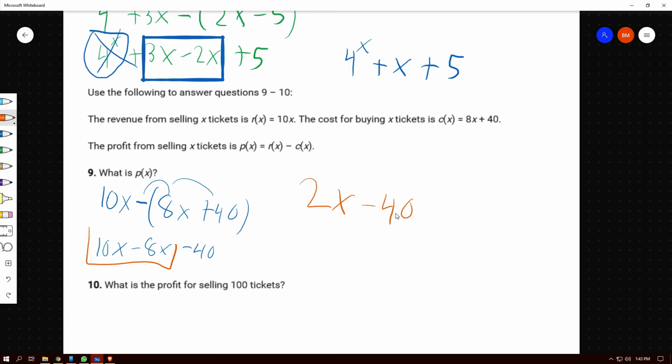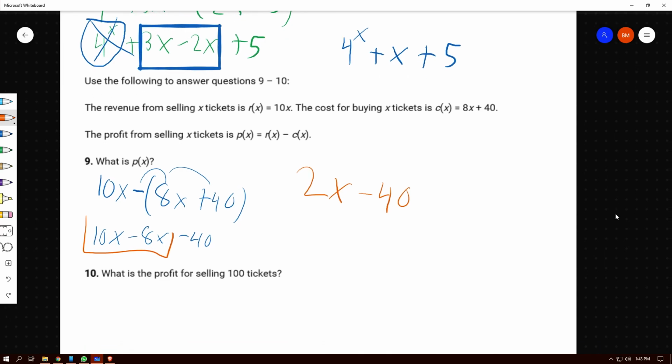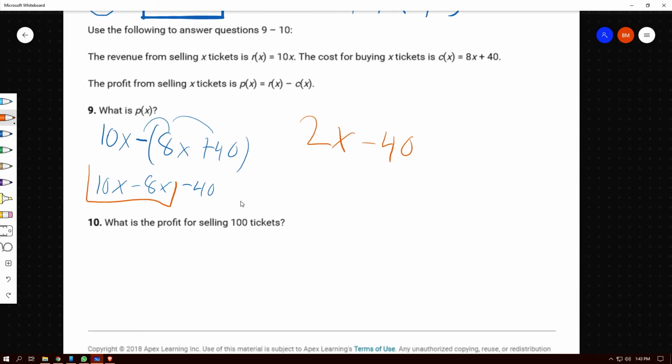So my profit is 2 times every ticket sold minus 40. All right, so that means if I sell 0 tickets, I'm actually losing $40. All right, well, that happens. That's the risk you take when you are doing this. Now, what is the profit for selling 100 tickets? Well, how do you do that?